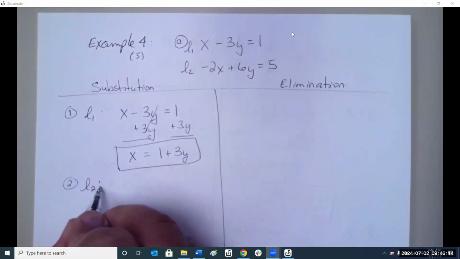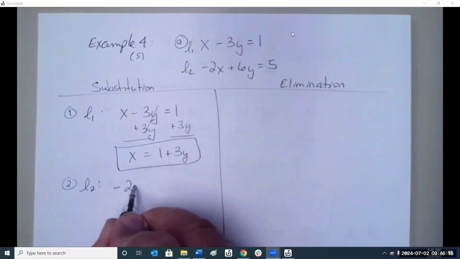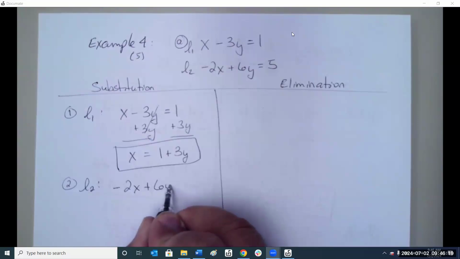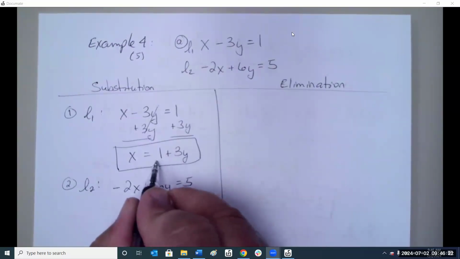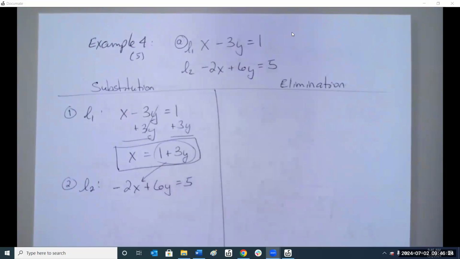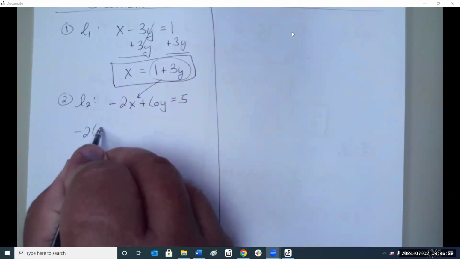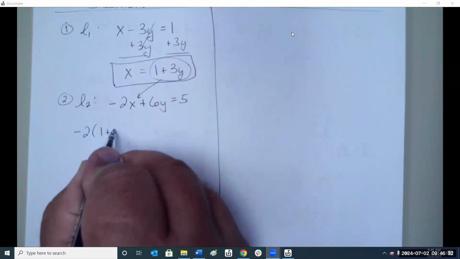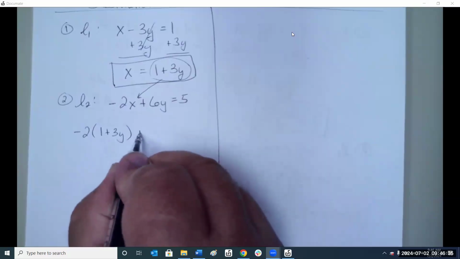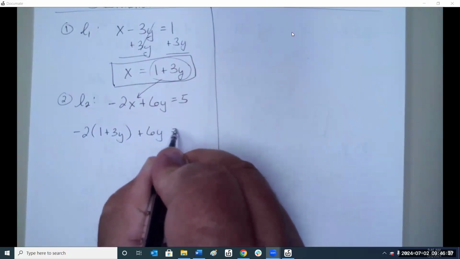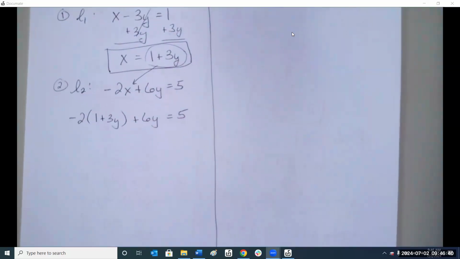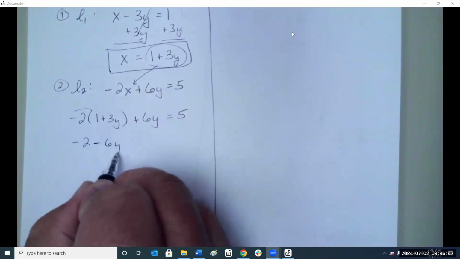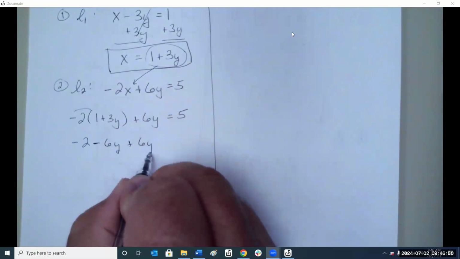So now we got to plug that in equation 2. Negative 2x plus 6y equals 5. So that goes in place of x. Negative 2 times 1 plus 3y, plus 6y equals 5. Negative 2 times 1 is negative 2. Negative 6y plus 6y.